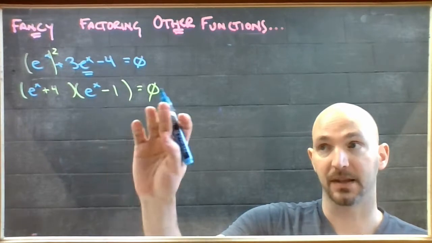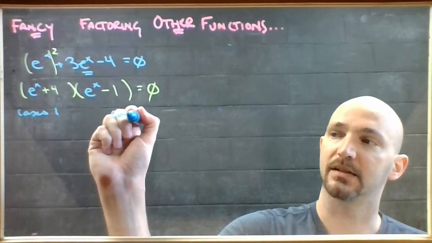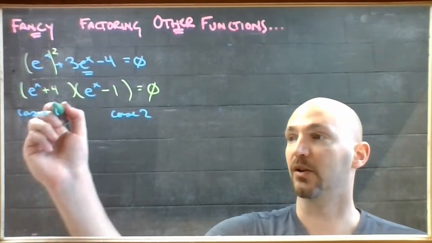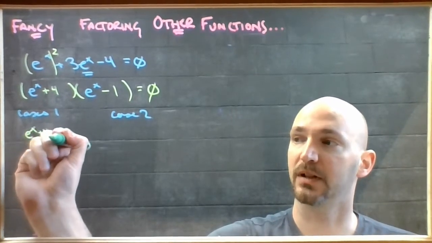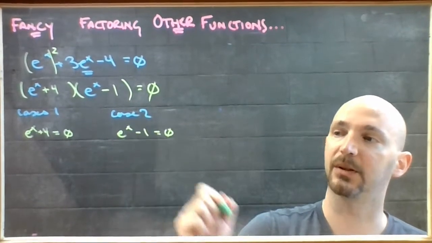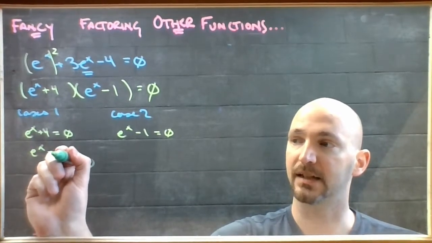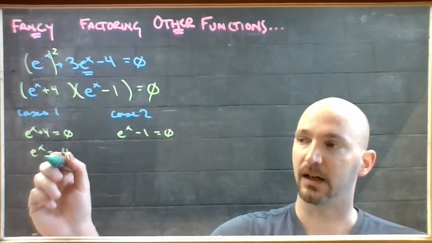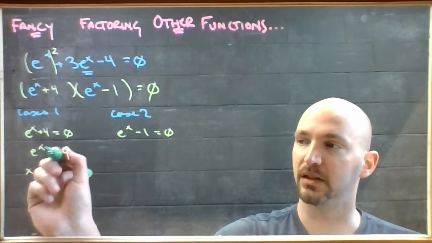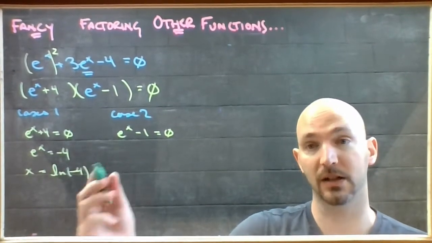Now I have a thing times a thing equaling 0, so that means I can set up my cases. Case 1, case 2, and so I have e to the x plus 4 equals 0, or e to the x minus 1 equals 0. So to solve each case, kick the 4 over, e to the x is negative 4. You break an exponential by using a same base logarithm. So x would be ln base or log base e, which is ln of negative 4. And of course, you can't log a negative, so this fails.